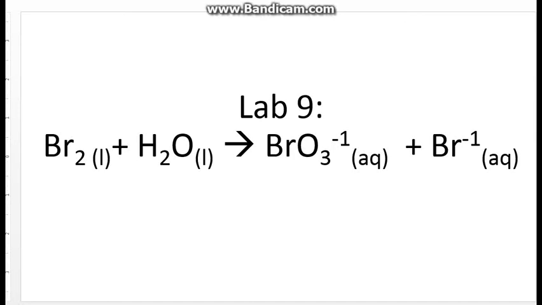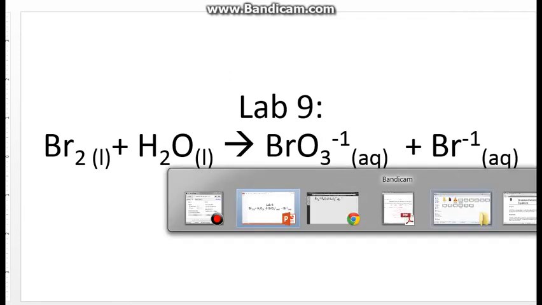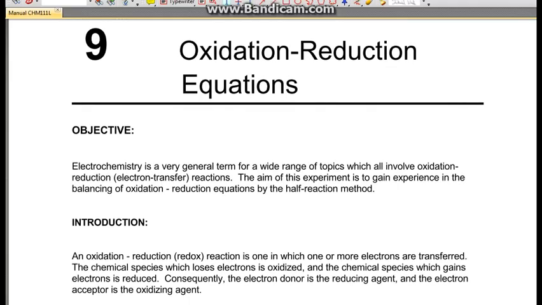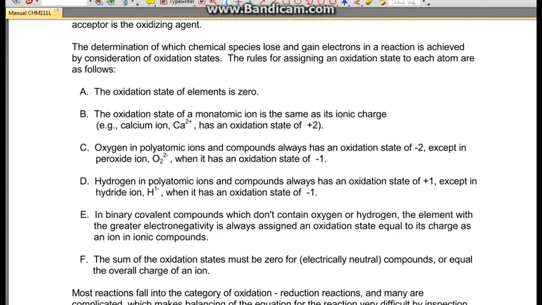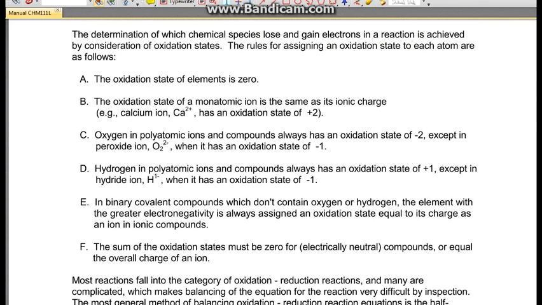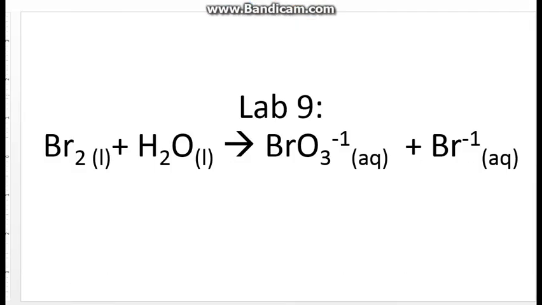Alright, so for Lab 9 we are going to be doing a little bit of oxidation reduction, because that is essentially what Lab 9 is about. So you need to understand some of these basic rules. Probably the most important ones, I would say, are that hydrogen almost always has an oxidation state of +1, while oxygen almost always has an oxidation state of -2, as well as that the oxidation state of elements is 0, and that should pretty much cover it.